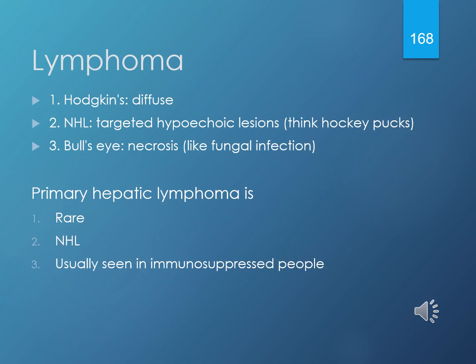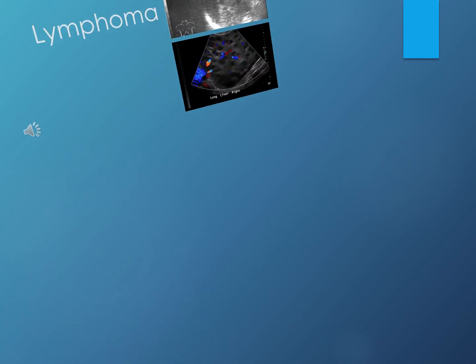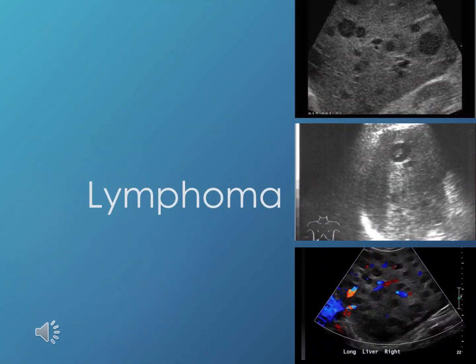So lymphoma, Hodgkin's is usually diffuse. Non-Hodgkin's lymphoma are typically targeted hypoechoic lesions. So think hockey pucks. Also, there's bullseye, which shows necrosis. Doesn't that sound familiar? Like a fungal infection. Again, primary hepatic lymphoma is rare, non-Hodgkin's lymphoma, and usually seen in immunosuppressed people. Here are some lymphoma examples. You can see a bullseye in there, and otherwise they look kind of like hockey pucks all over.